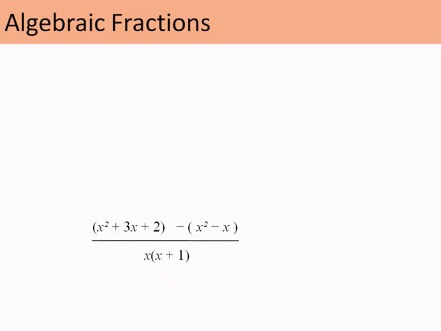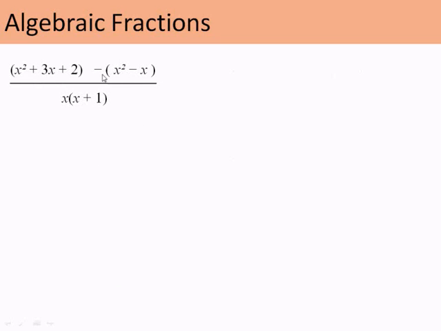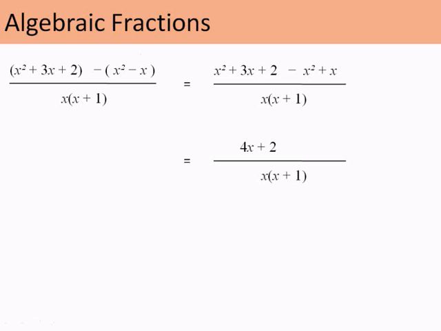So if I want to write that without the brackets, I have to remember that I've got a minus outside the brackets there and a minus inside, and minus minus is going to make plus. So when I write that without the brackets, that becomes a plus x because it's minus minus. I can tidy all this up a little bit because I've got an x squared and a minus x squared. They cancel each other out, and then a 3x plus an extra x goes together to make 4x. So I can write all of that as 4x plus 2 over x times x plus 1.